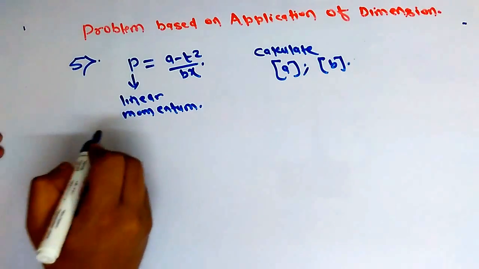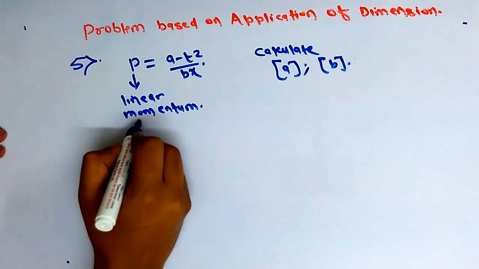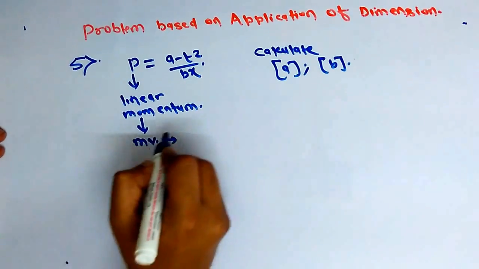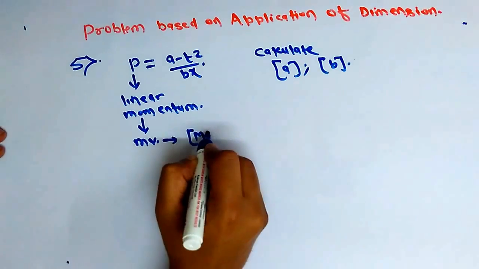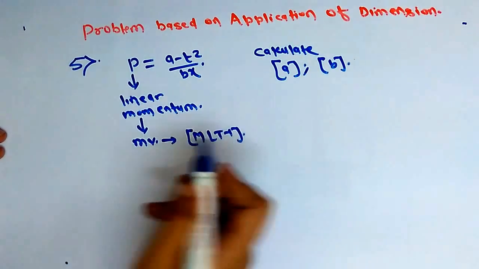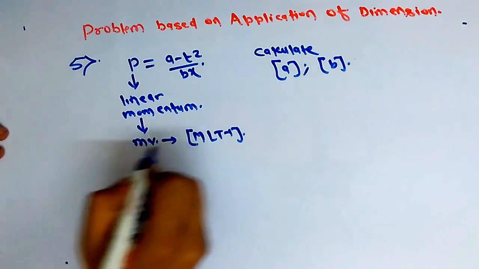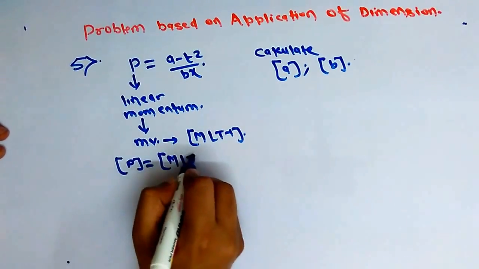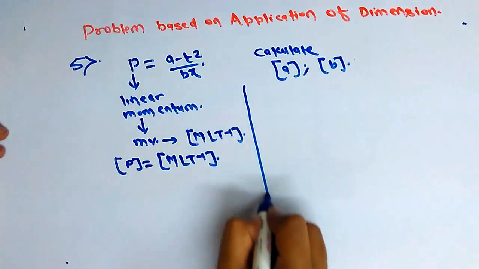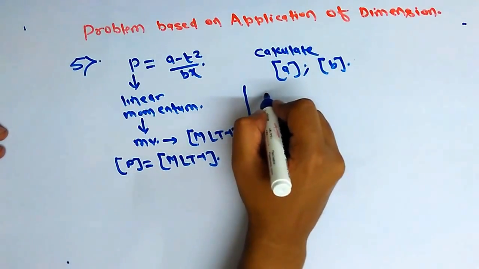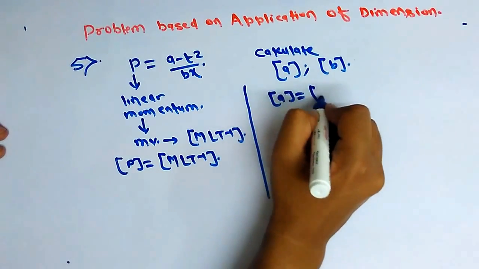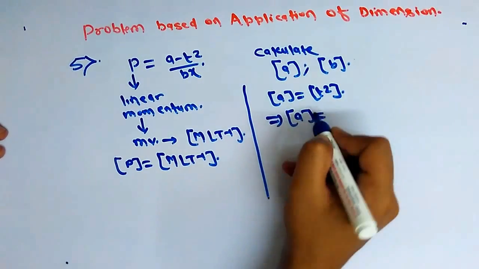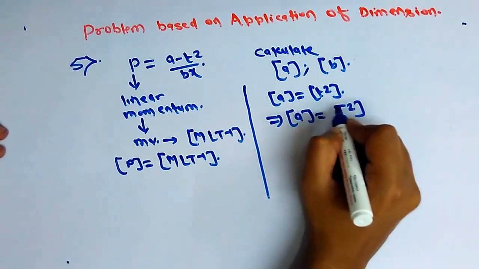Let me solve it. I know that this is linear momentum, which is mass into velocity. So the dimension of p is M L T minus 1. Now suppose the dimension of A is that of the dimension of t square. So the dimension of A is t square.